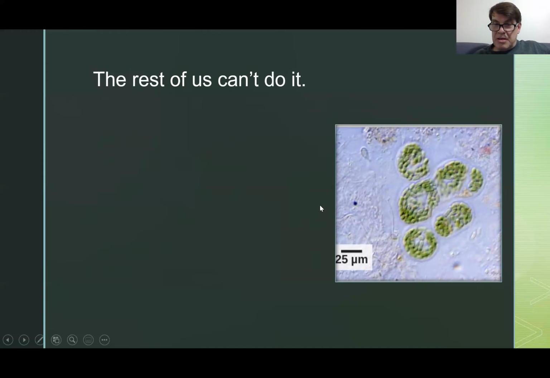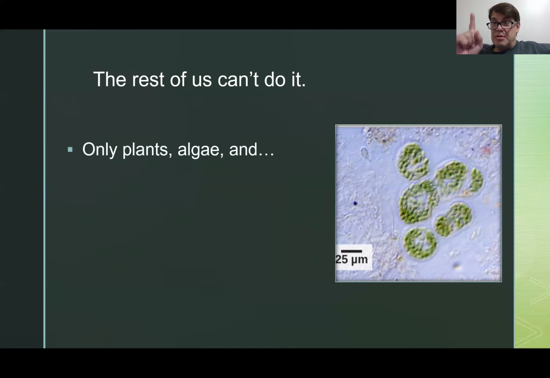What is this? Well, plants can do it. Algae can do it, like in the ocean, the green stuff, and these things which are cyanobacteria. These are little one-celled bacteria with the green stuff. Cyanobacteria are little one-celled organisms that can actually make energy out of sunlight.